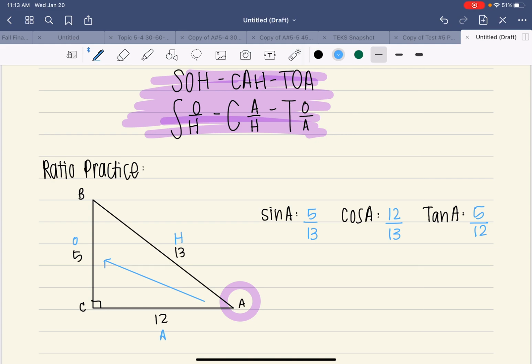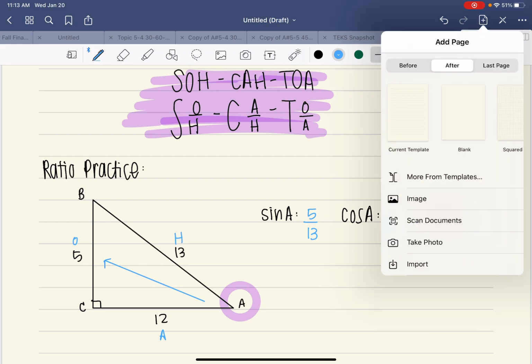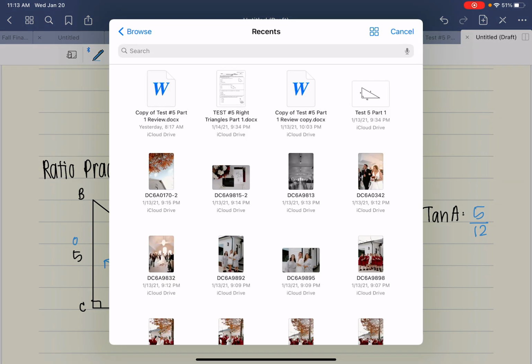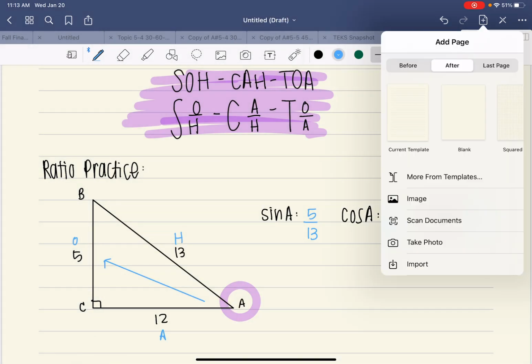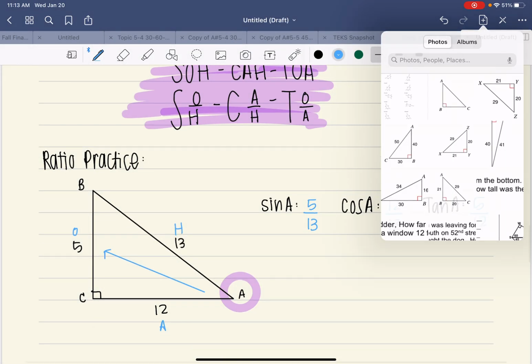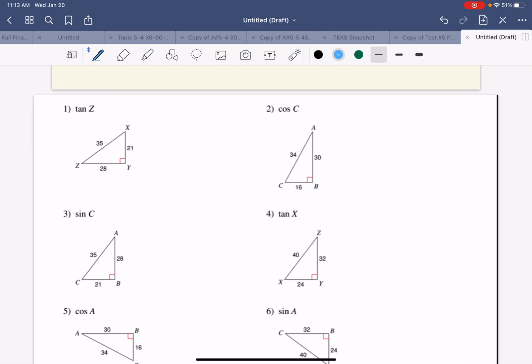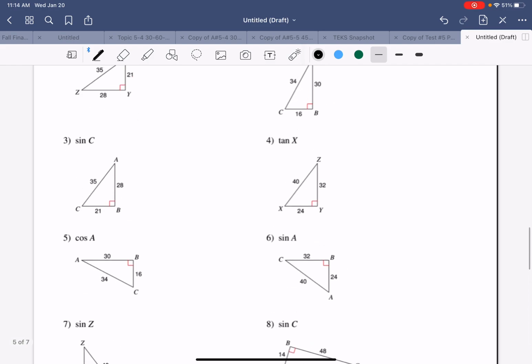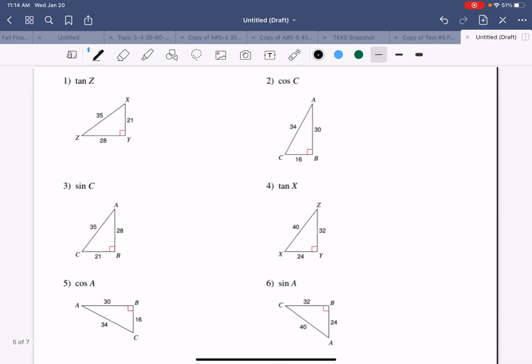Okay? So I kind of want to start with an example. So let's import a photo. Okay. All right. So these are the example problems that my classroom did. And I'm going to do the first 2, but I want you to do the last 8. And then I'll have you turn it in.